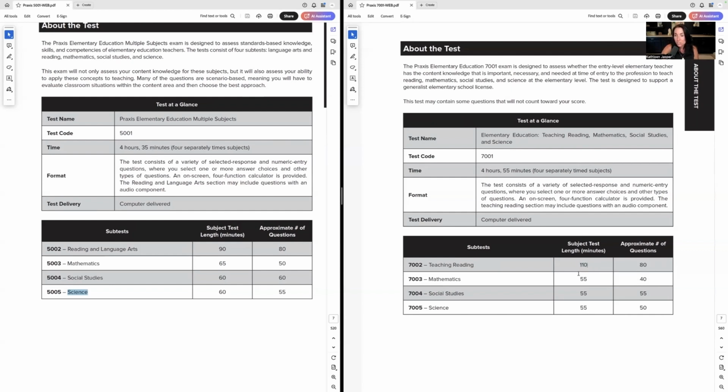So then what they had to do so that the test wasn't super long, they had to reduce the number of math questions. We went from 50 questions to 40 questions. For social studies, we went from 60 to 55 questions.